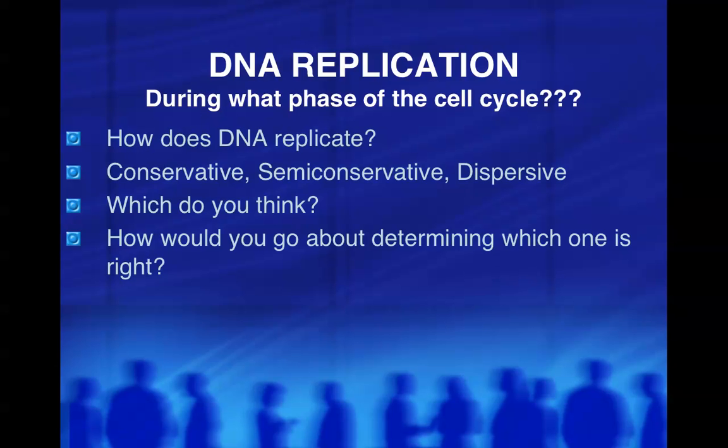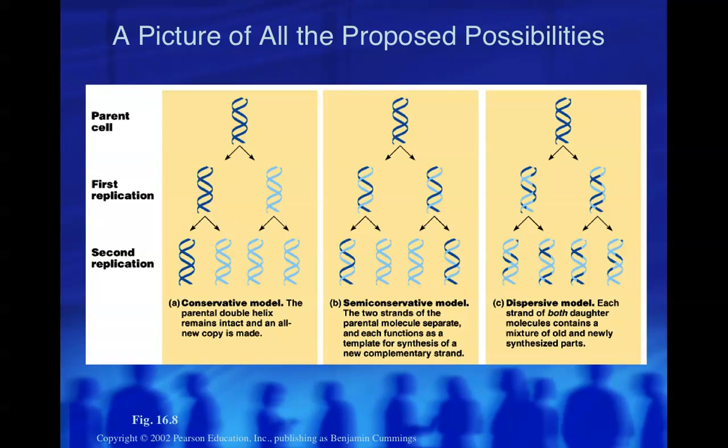Now, if you think about experiments and how you go about determining which one was right, you could possibly come up with various experiments. What was actually done was an experiment by Meselson and Stahl where they soaked the DNA in a nitrogen-heavy solution. So these are all the pictures of the proposed possibilities.